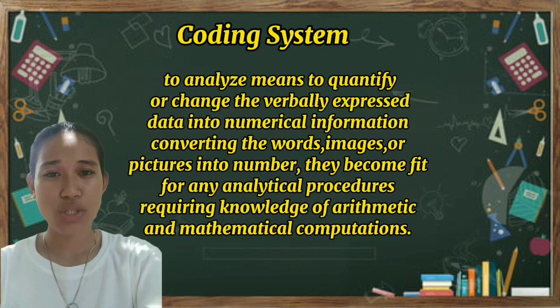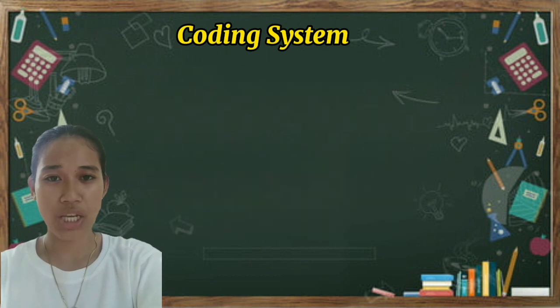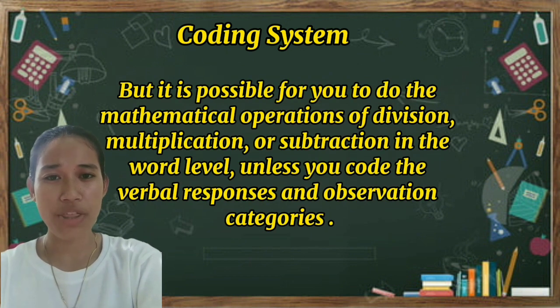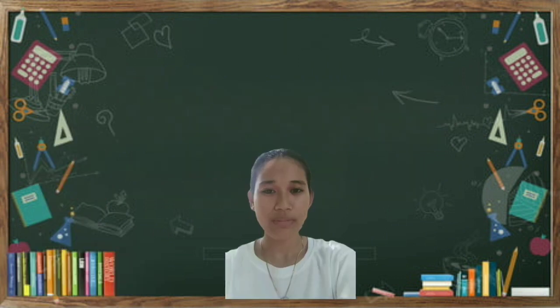Coding system is to quantify, or change the verbally expressed data into numerical information, converting the words, images, or pictures into numbers. They become fit for any analytical procedures requiring knowledge of arithmetic and mathematical computation. It is not possible for you to do the mathematical operations of division, multiplication, or subtraction at the word level unless you code the verbal responses and observation categories. For you to be able to analyze, you need to quantify your data.